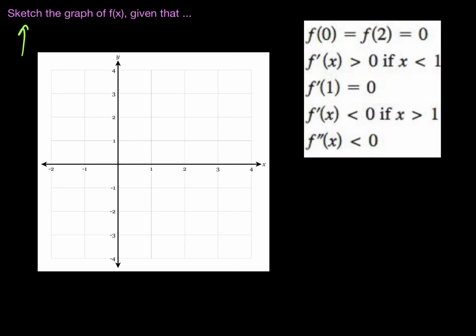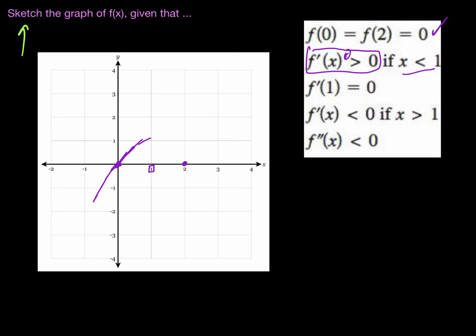All right, let's see. We have f of 0 is 0, and so is f of 2. So that would be f of 0 and f of 2 right there. That's what we know. Next thing, the derivative is positive, greater than 0, whenever x is less than 1. So here's 1, and less than 1, we know we have positive slopes. It goes through a root here, so I have to make sure I go through the root, and I'm drawing positive slopes. It's increasing, that's what that means.